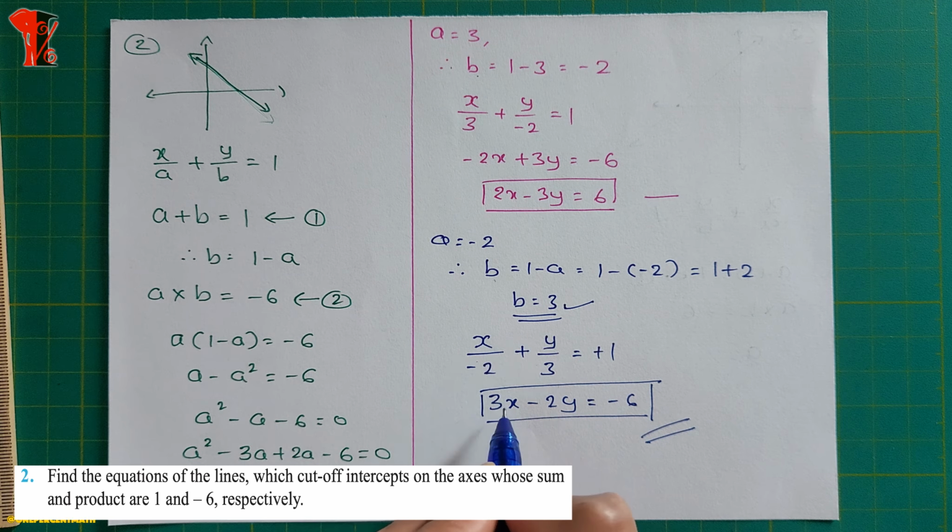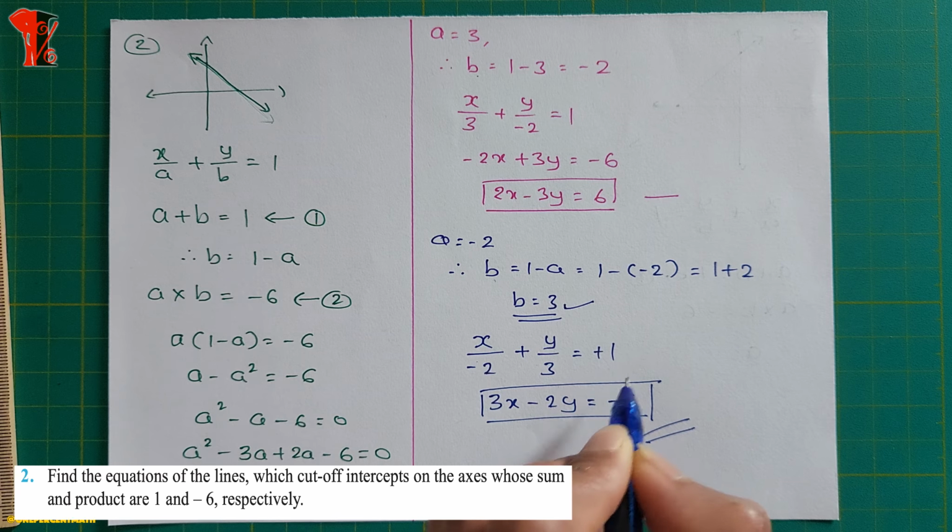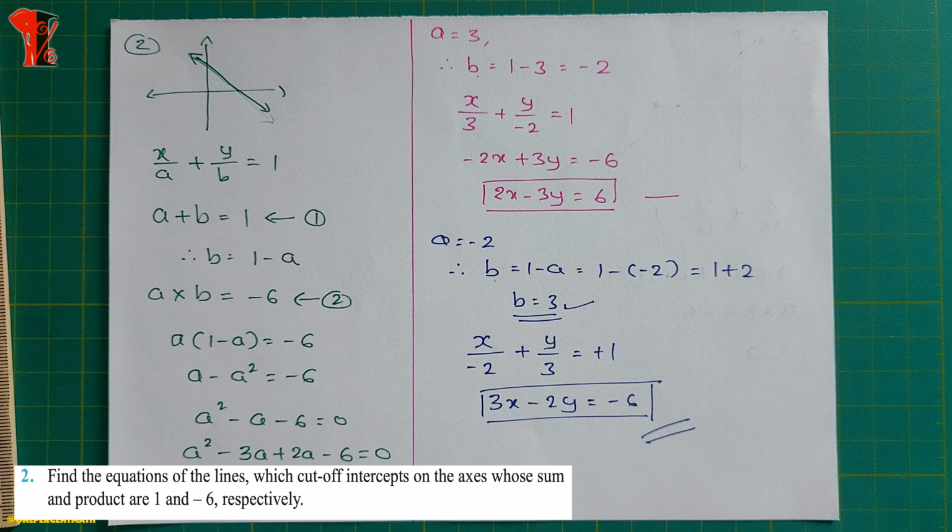Take LCM. 3 into x is 3x. Minus 2 into y is minus 2y. 3 into minus 2 is minus 6. Take 6 to the other side, it becomes minus 6. So this is your second equation. Okay, this is the second question. So let's move on to the third question.